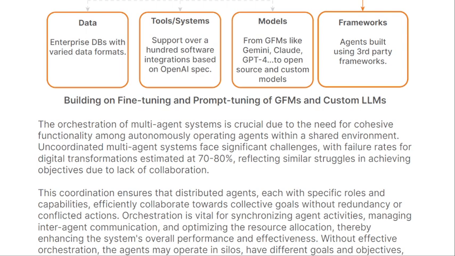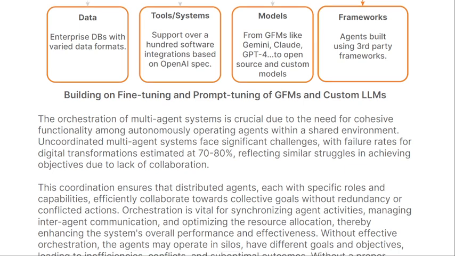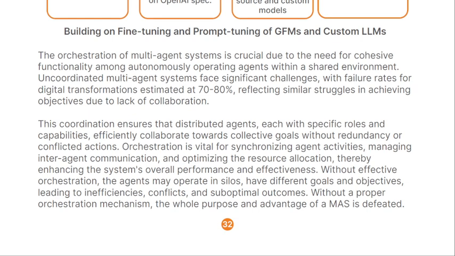The orchestration of the multi-agent system is crucial due to the need for cohesive functionality among autonomously operating agents within a shared environment. So they share the data. Agents share the data, along with that they share the environment, with the help of that they perform tasks. Uncoordinated multi-agent systems face significant challenges. So, what is the disadvantage in multi-agent system? If they are not coordinated well, they face the challenges. The failure rate for digital transformation is estimated at 70 to 80%, reflecting similar struggle in achieving objectives due to the lack of collaboration. So collaboration is very important in the multi-agent system.